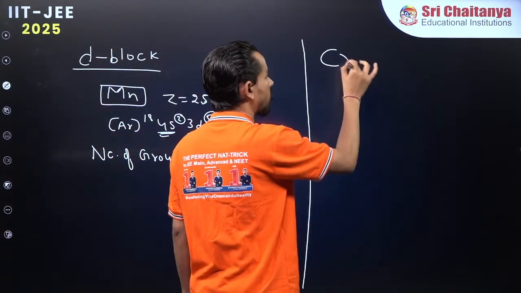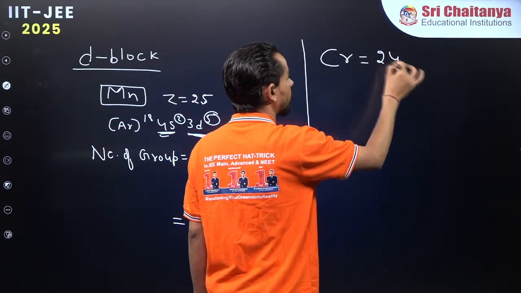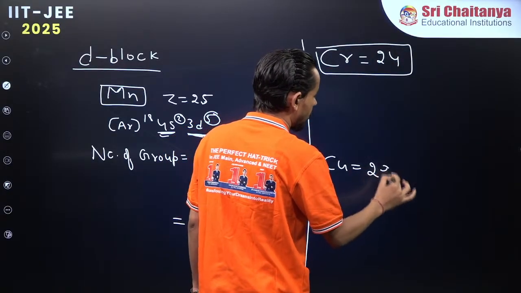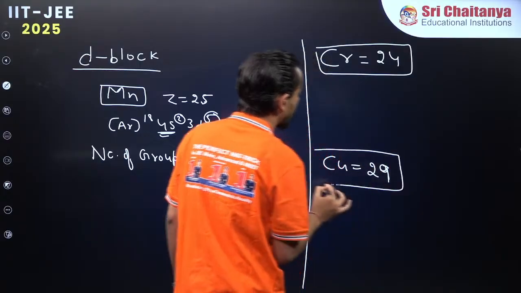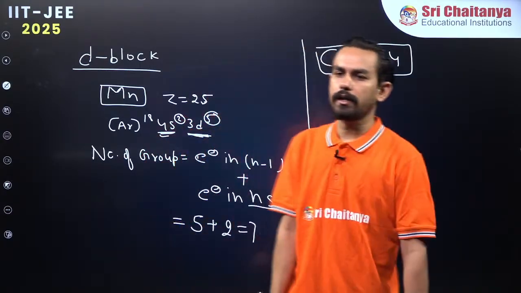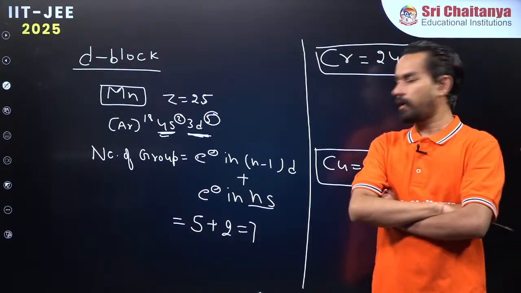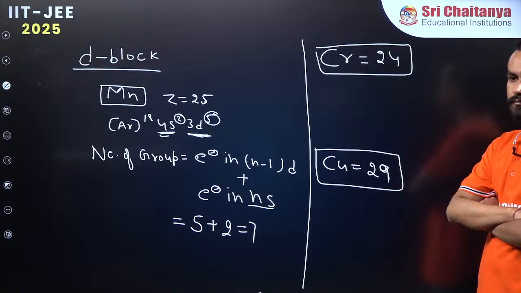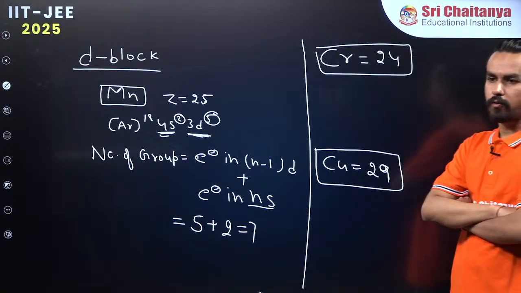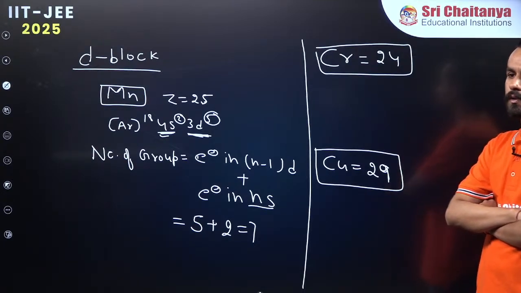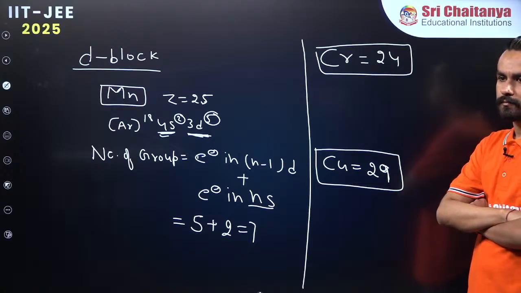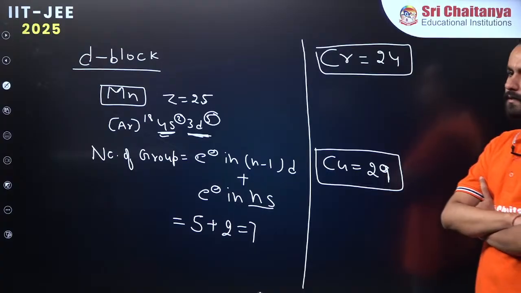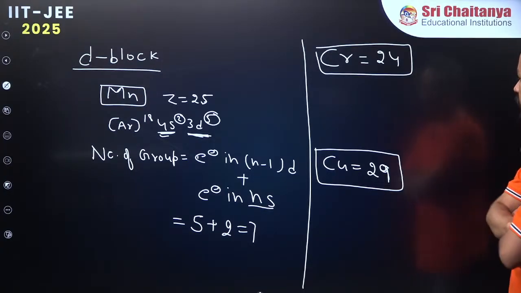Just tell me what about chromium 24 and copper 29. This also you have to tell. Chromium 24 and copper 29. Please write the answer along with that. Chromium this and copper this.